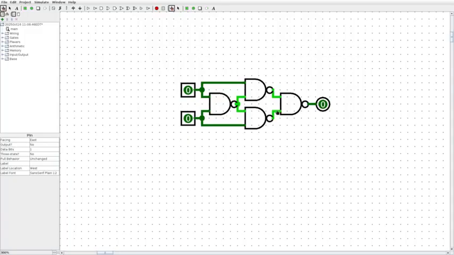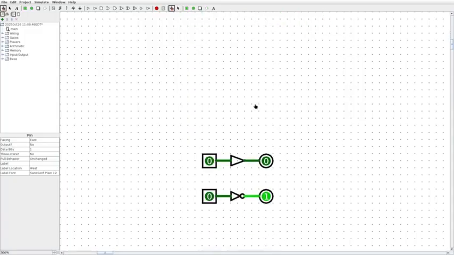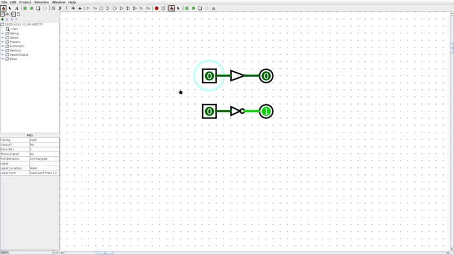But this is a little complicated. What can we do to simplify this design? Let's take a look at some simpler designs to get started. Here we have a buffer, sometimes called a yes gate, and an inverter, sometimes called a not gate. The buffer simply allows an input signal to pass through it unchanged. It is very trivial, and it is just about equivalent to a bare wire, like this.